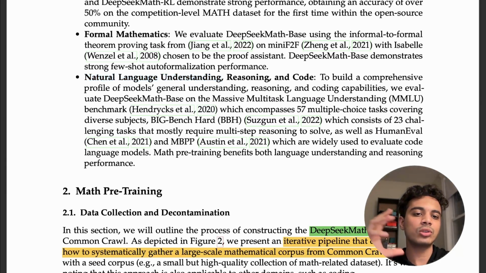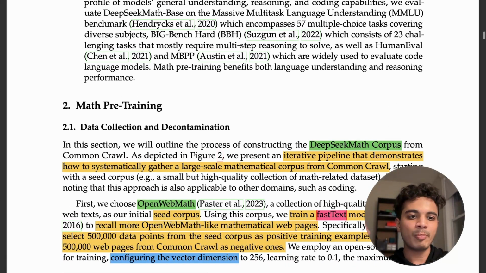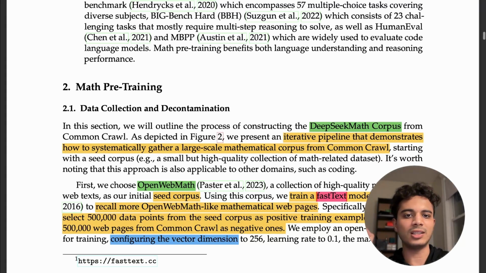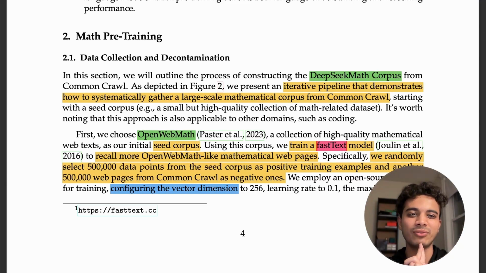But let's start talking about the dataset that they are creating. So they're constructing the DeepSeekMath corpus from Common Crawl, and they are presenting an iterative pipeline that demonstrates how to systematically gather a large scale mathematical corpus from Common Crawl. What they're doing basically is they first choose OpenWebMath, a collection of high quality web texts. Again, high quality here means just more mathematically relevant, as their seed corpus. That's where they begin their entire journey of collecting the dataset.